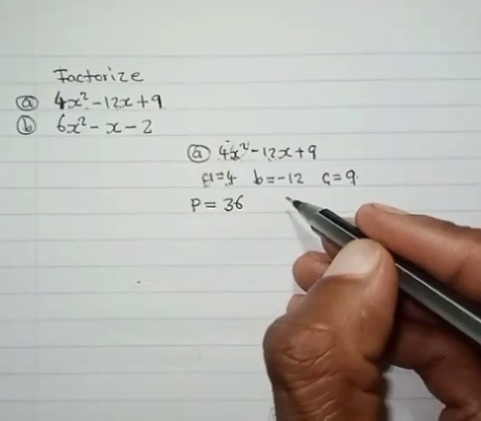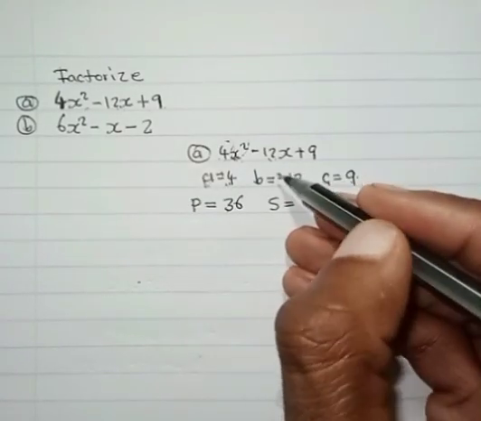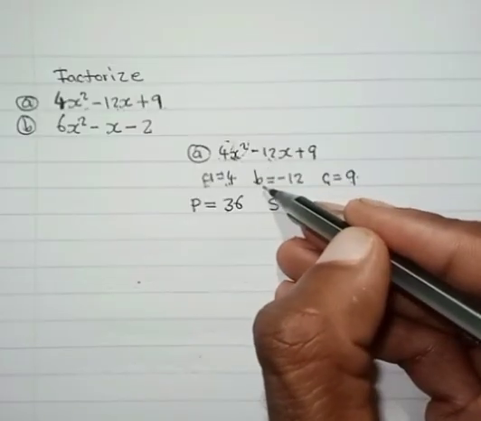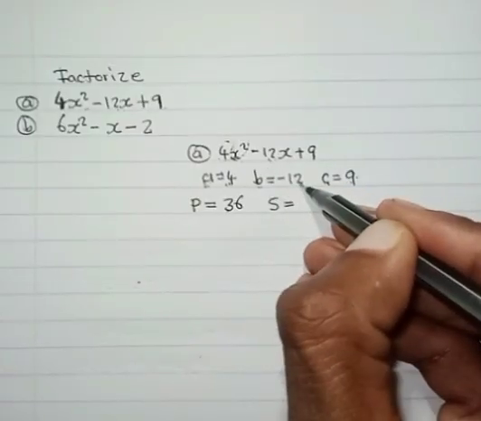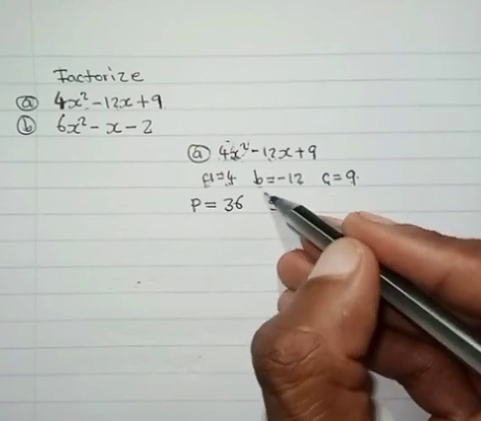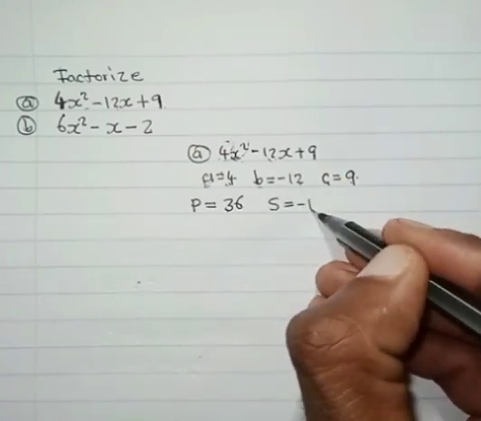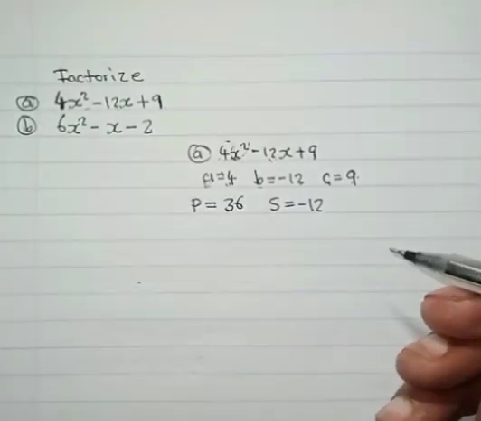Then we have to find the sum. The sum is equal to b. So our b here is negative 12. This sum is just the same as the b. It means that our sum will be equal to negative 12.